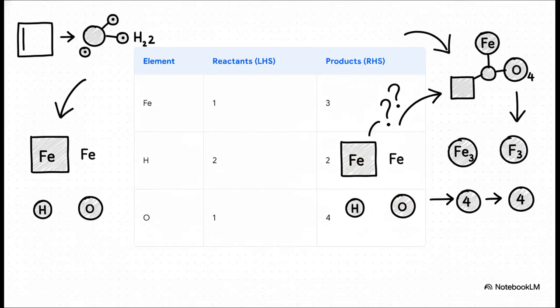Okay, first step is always to list down the number of atoms on both sides. Let's make a small table. On the left-hand side, the reactants, we have one Fe, that's iron, two H, hydrogen atoms, and one O, oxygen atom. Simple enough?